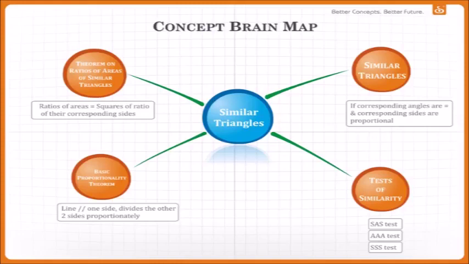We had also seen the theorem on the ratios of areas of similar triangles. It says the ratio of areas of two similar triangles is equal to the square of the ratios of their corresponding sides. And we have also seen maps and models. What is a map? A map represents an actual object similar in shape but different in size.